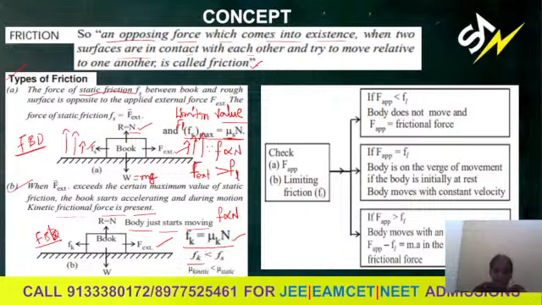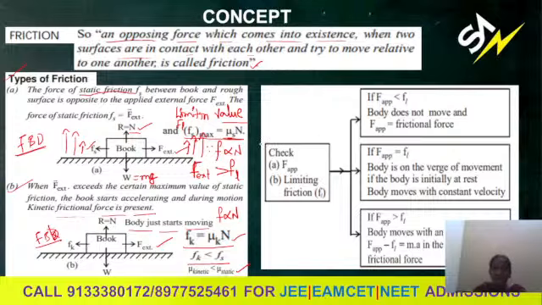We can observe here that the coefficient of kinetic friction is less than that of static friction, because it is easier to keep moving than to make an object at rest start moving. It needs more force than a body already in motion. So kinetic friction is always less than static friction, and the coefficient of kinetic friction is also less than the coefficient of static friction: mu k is less than mu s.